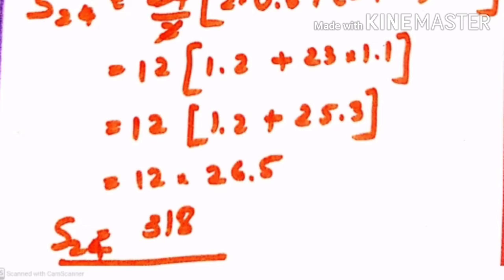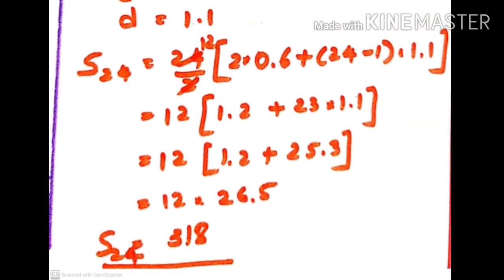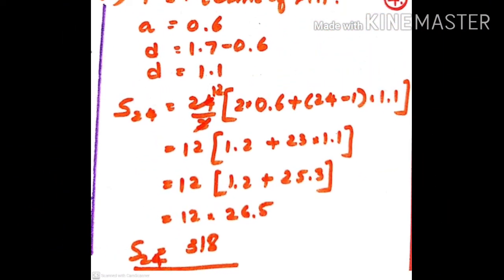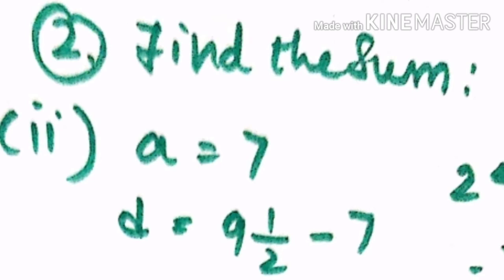Now we move on to question number 2, that is again the find the sum type of question, and there is a series given in the question. So let us take one question from the second. So here we will take question number 2, then the second one. So in the second we are given a series.